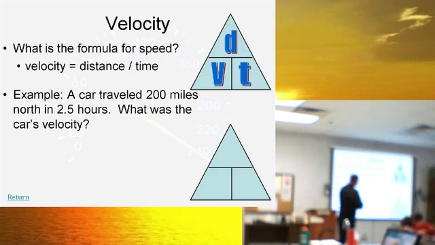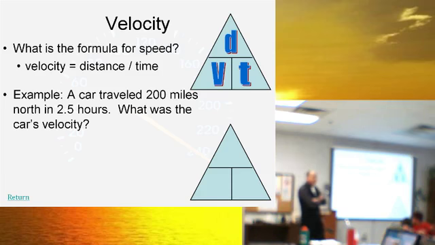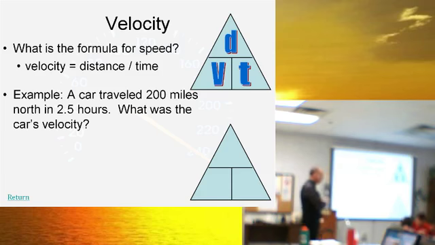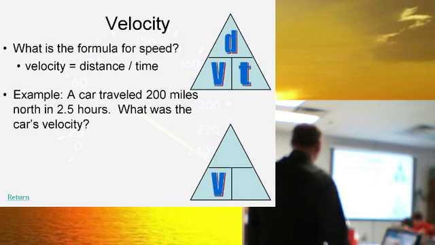Now, if you look at the solving triangle, the only thing that changed is the S changed to a V. Velocity and speed are calculated the exact same way. The only difference is your answer must have a direction with it. So we are looking for the velocity here, so V will be there.